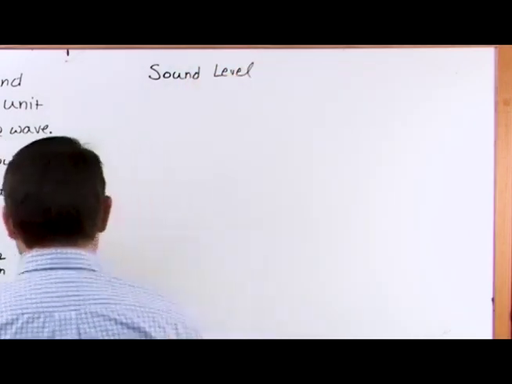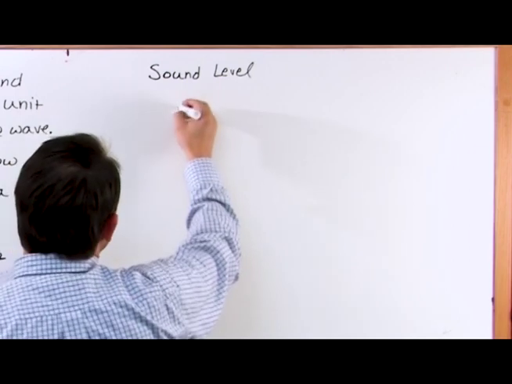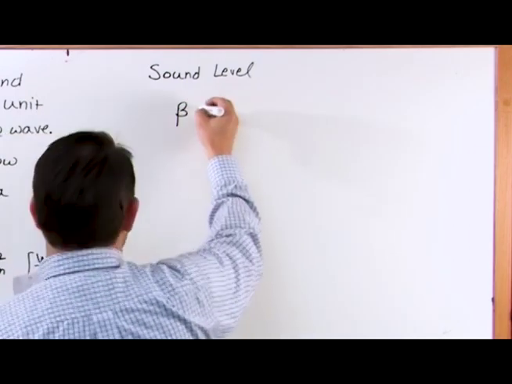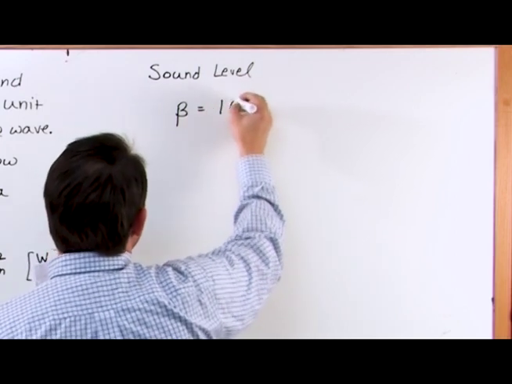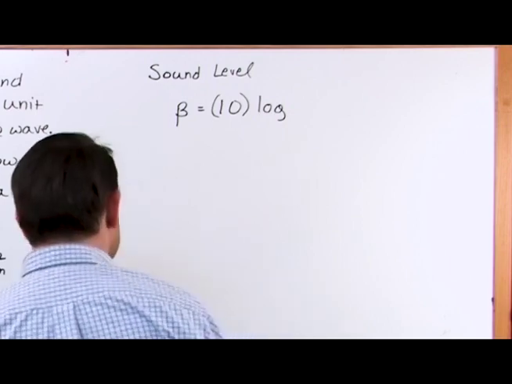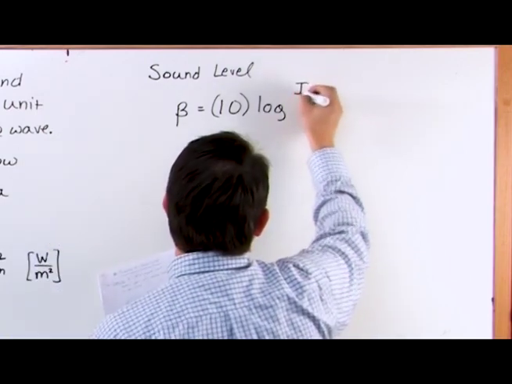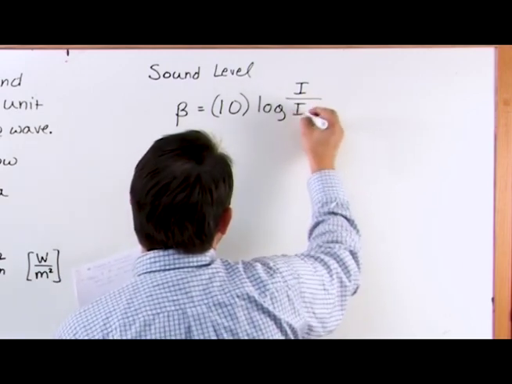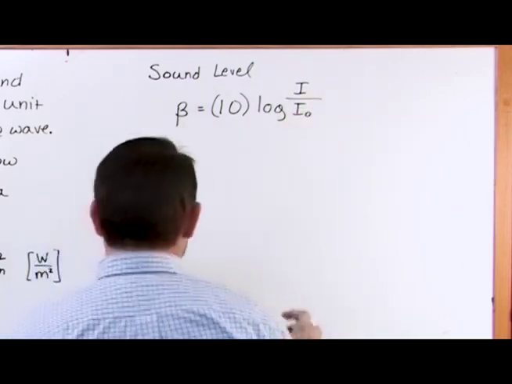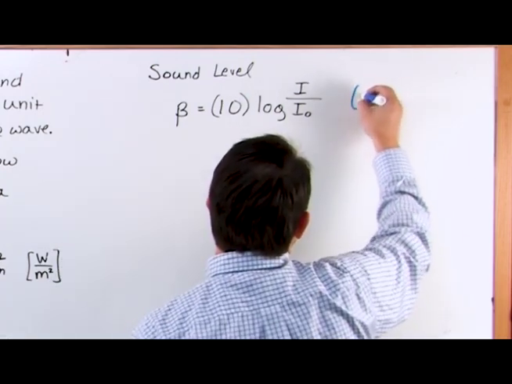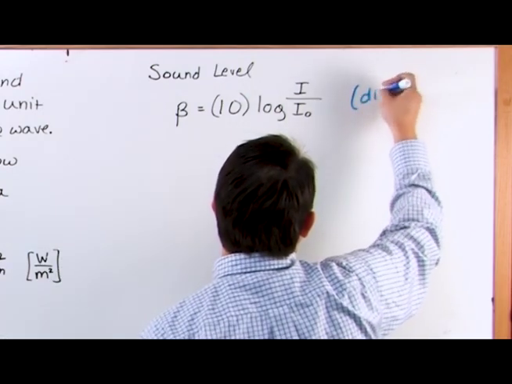All right, again, without proof, because there's nothing to prove here. This is just a definition scientists and physicists created. The sound level beta is equal to the number 10 times the logarithm, and this is a base 10 logarithm, of I, which is the intensity of the sound we're talking about, divided by I naught. And I naught is just a number that we're going to talk about here in a second. This is going to give you the answer in decibels, dB right here.